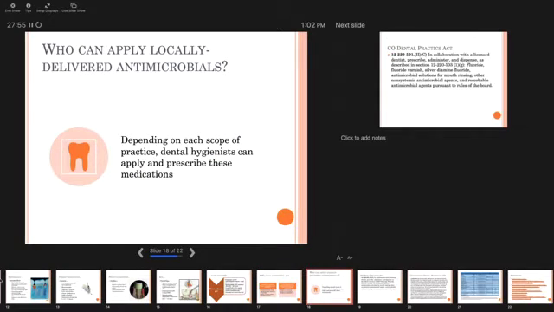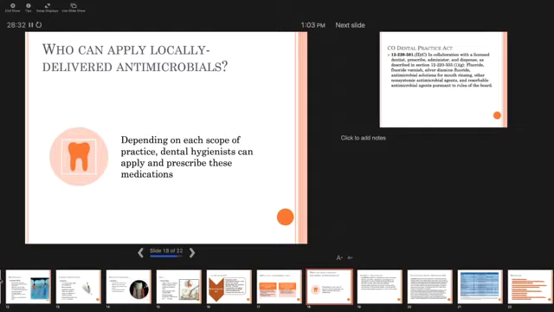Now, we've talked about these locally delivered antimicrobials. Who can use them? Who can apply them? Depending on each state's scope of practice, dental hygienists can apply and prescribe these types of medications. I really emphasize the fact that it depends on the scope of practice. I can more specifically speak to you about the Colorado scope of practice, but each state is different.